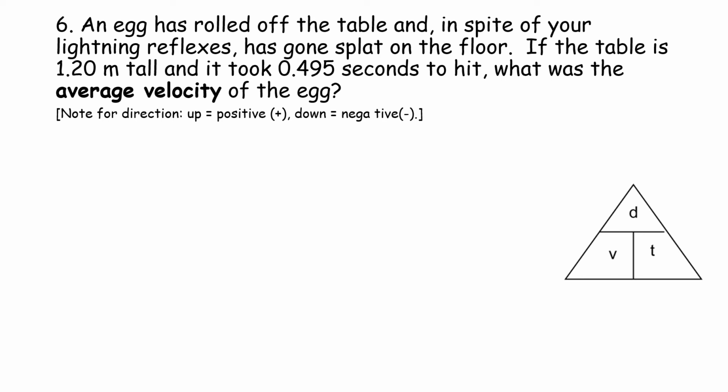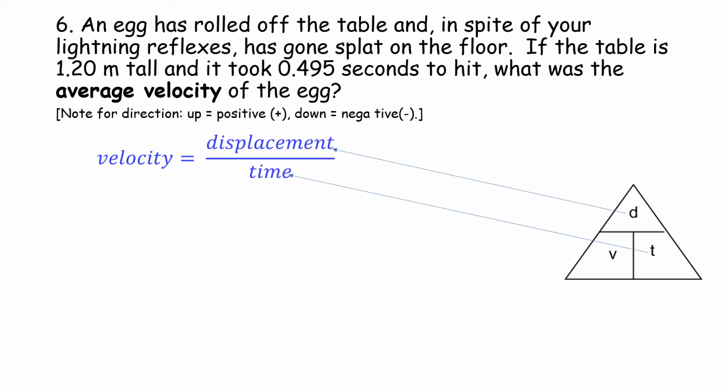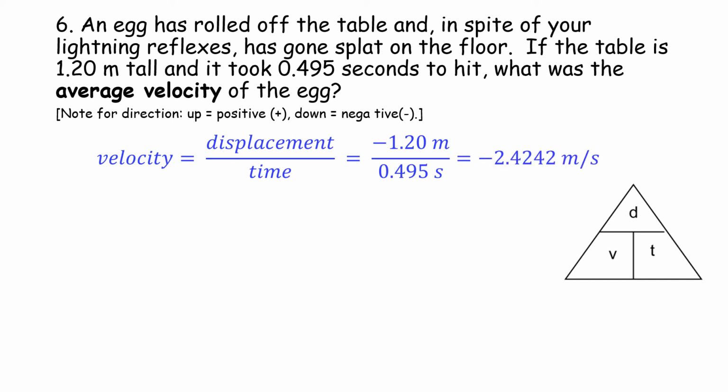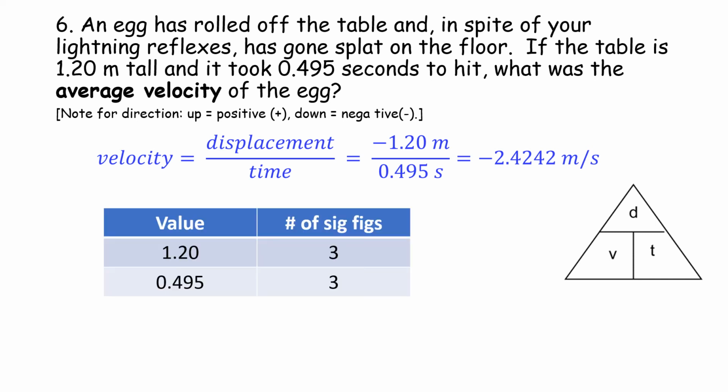So it's asking us about velocity. We'll pull the v out of the triangle. That leaves us with d over t, which is displacement over time. And as I said, displacement properly written should be minus 1.20 to indicate it's falling down, divided by the time gives you minus 2.42, repeating. If we check the number of significant figures, we find that both values used to get the answer have 3 significant figures. We should round our answer off to 3 significant figures. Final answer, minus 2.42 meters per second.